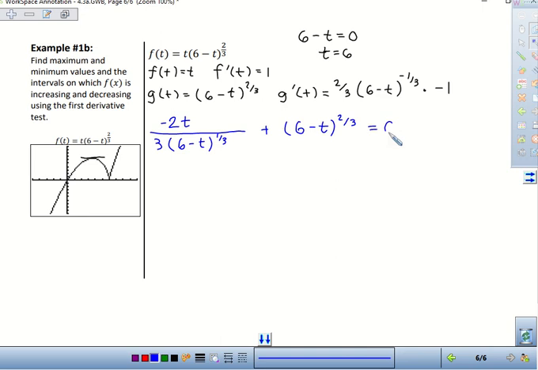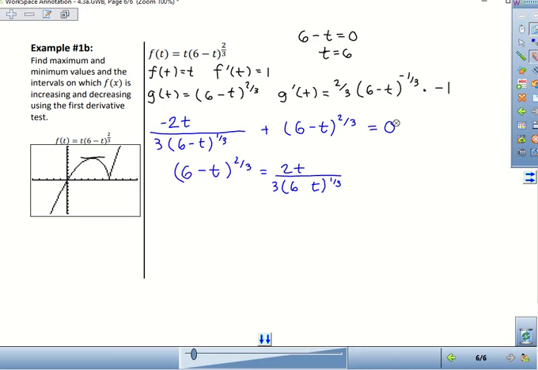You're going to set this equal to 0. Then you try to get one of the fractions to the other side so you can cross multiply. I'm going to add this one over because it's already negative. So I have this equals this. That negative sign just got merged with the t. Now that we're here, we can put this over 1, and now we can cross multiply.